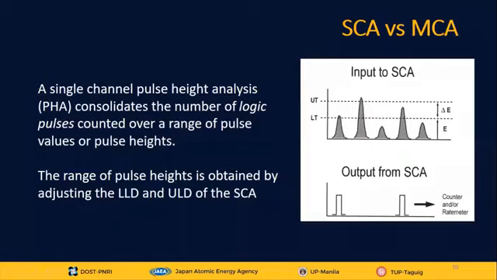The single channel analyzer, or SCA, sets the threshold for the system to generate a logic pulse. It gives out the signal if the input is within the set value. For example, here, the set value is delta E, and two logic pulses were generated. A single channel pulse height analysis consolidates the number of logic pulses counted over a range of pulse values or pulse heights. The range of pulse heights is obtained by adjusting the LLD or LT and ULD of the SCA to scan through all the ranges of pulse heights.